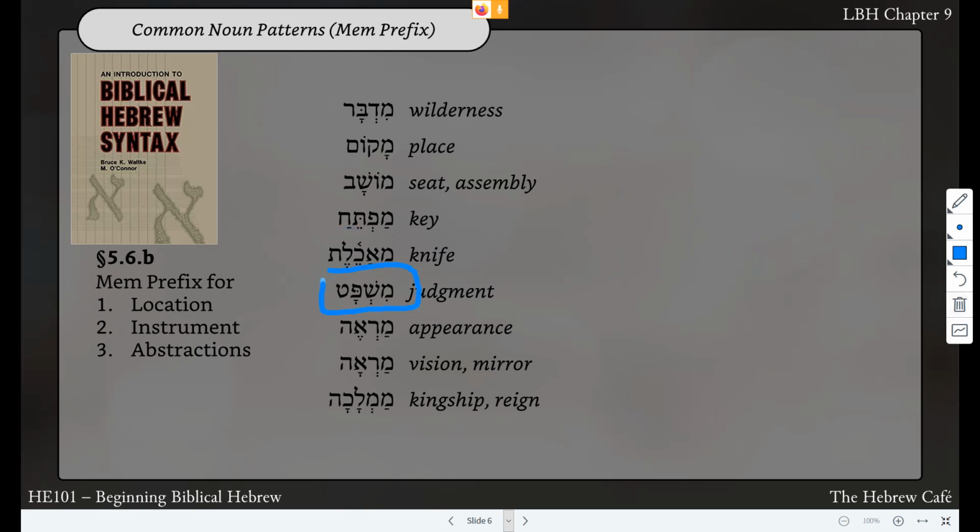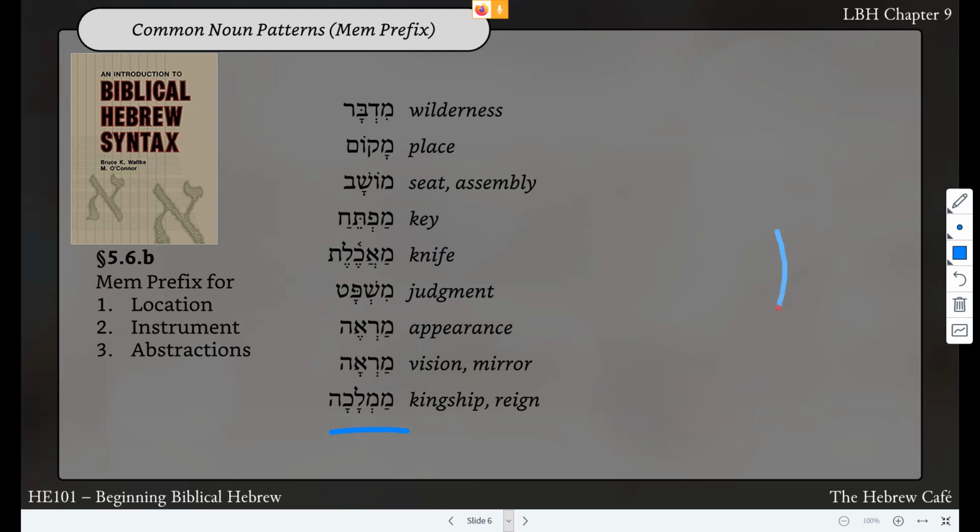Okay, this is the abstract, because this mem prefix is used for abstracts, for shafat. Shafat means he judged. So mishpat is judgment. Okay, this is from the root ra'a, he saw. Appearance, mar'e. It's what people see when they look at you. They see your appearance. And this is an instrument for appearance, mar'a. It's what you use to look at yourself, mirror. Still, it's from ra'a, the same verb. They look the same, because one is e and one is a.